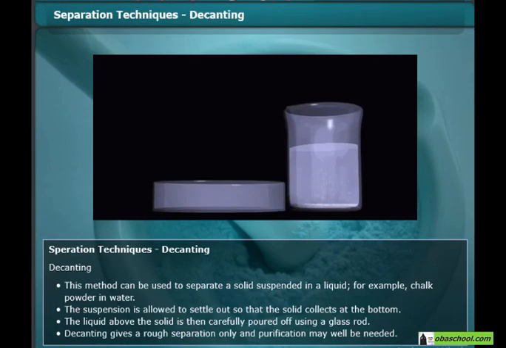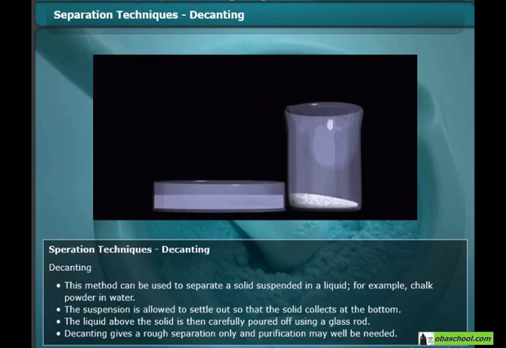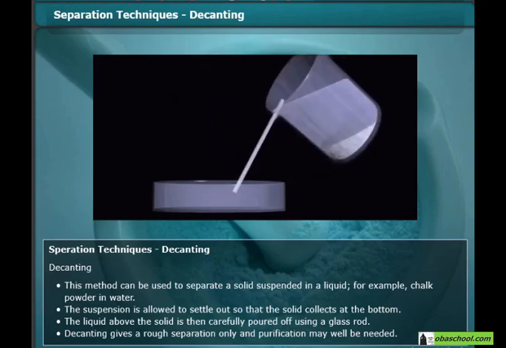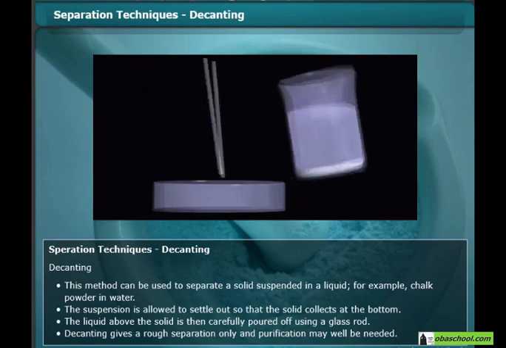Decanting. This method can be used to separate a solid suspended in a liquid, for example, chalk powder in water. The suspension is allowed to settle out so that the solid collects at the bottom. The liquid above the solid is then carefully poured off using a glass rod. Decanting gives a rough separation only, and purification may well be needed.